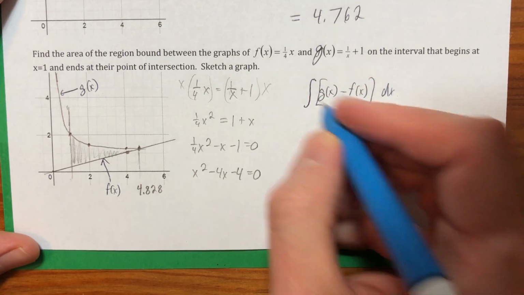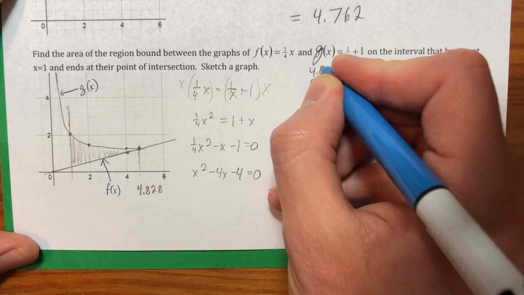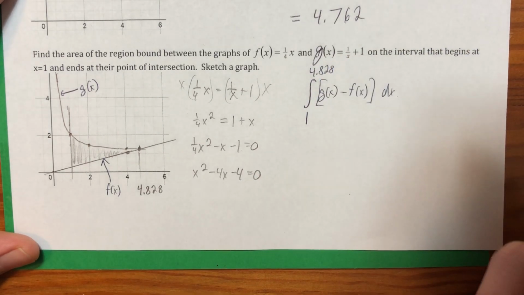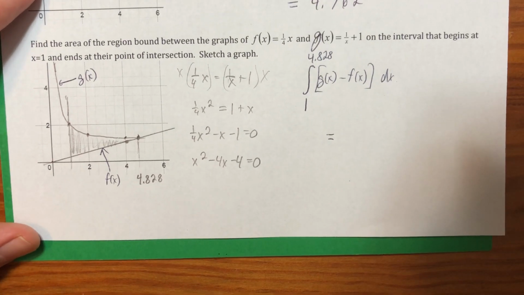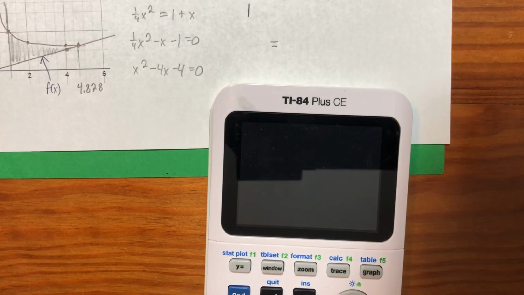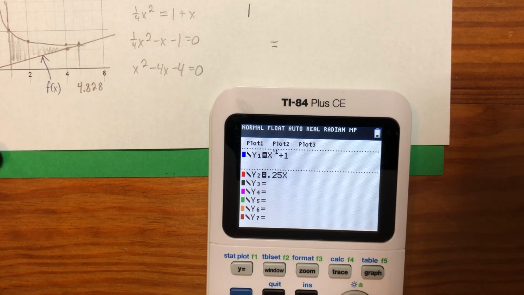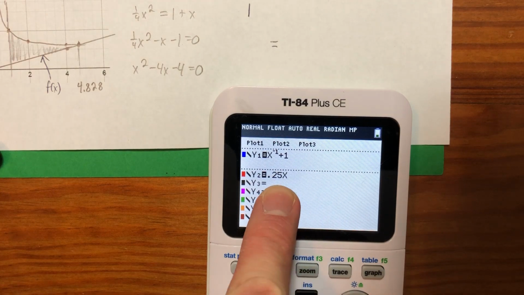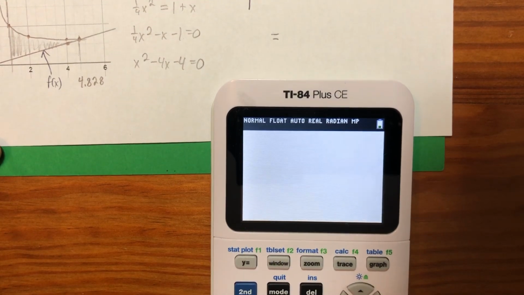Let's put brackets around it, and it goes from 1 to 4.828. Don't type 4.828 in the calculator. We're going to type b in instead. Okay? So, let's see. I had g as my y1 and f as my y2, so we have to keep the order of that straight in our head, otherwise we're going to mess up.